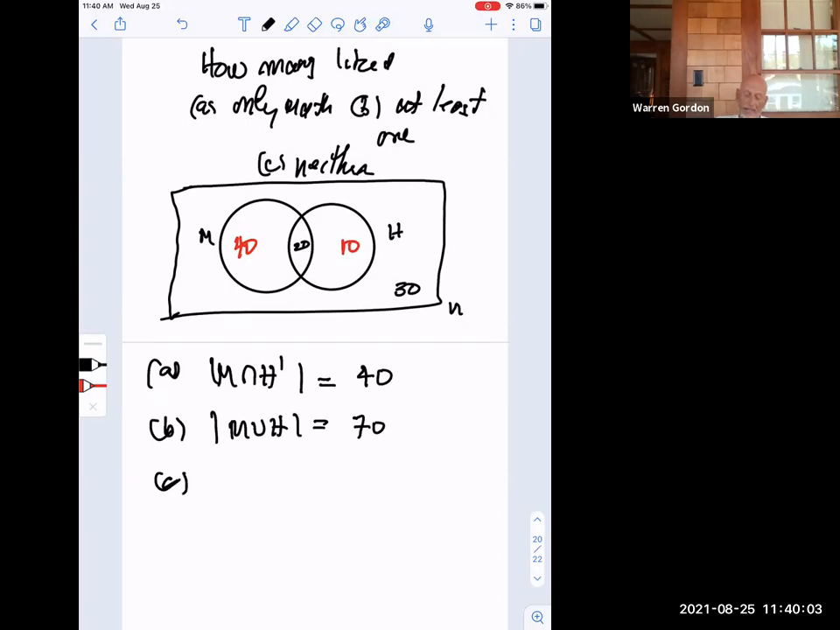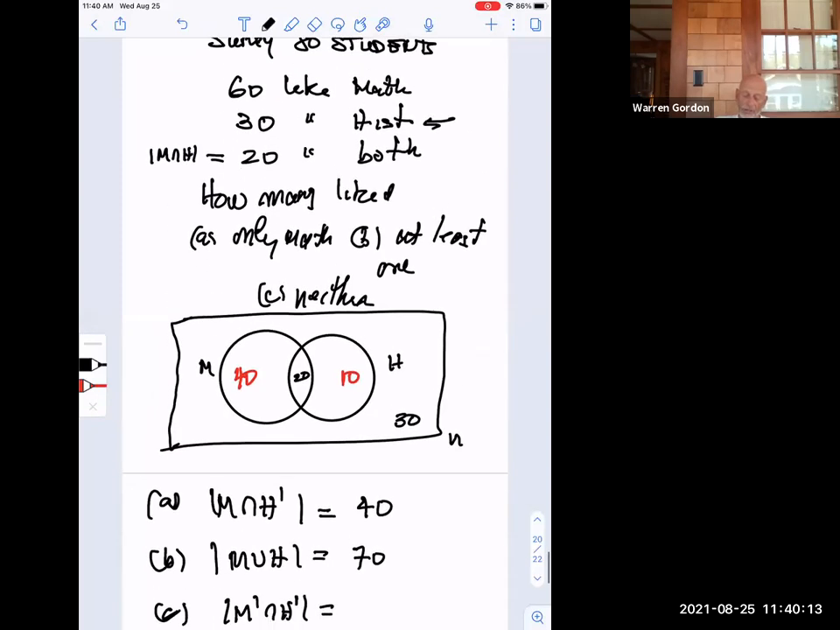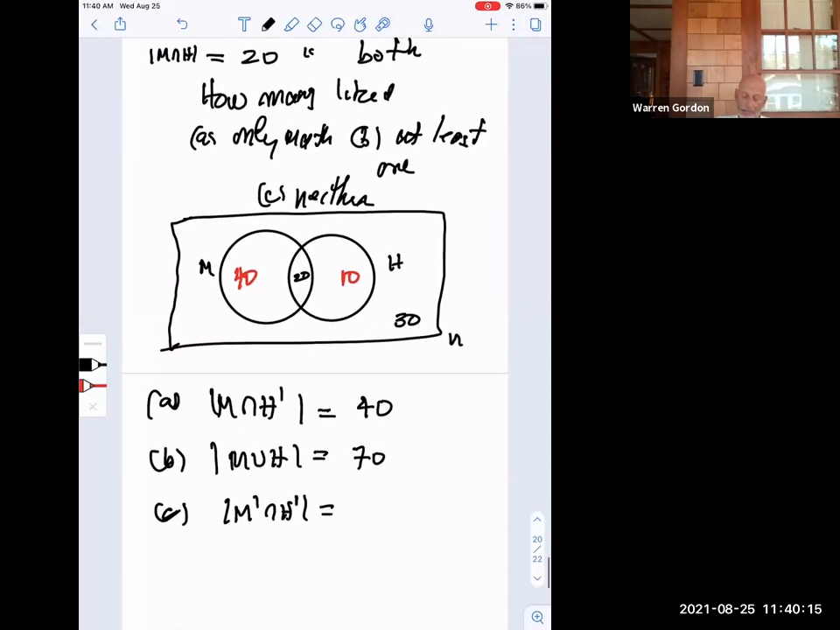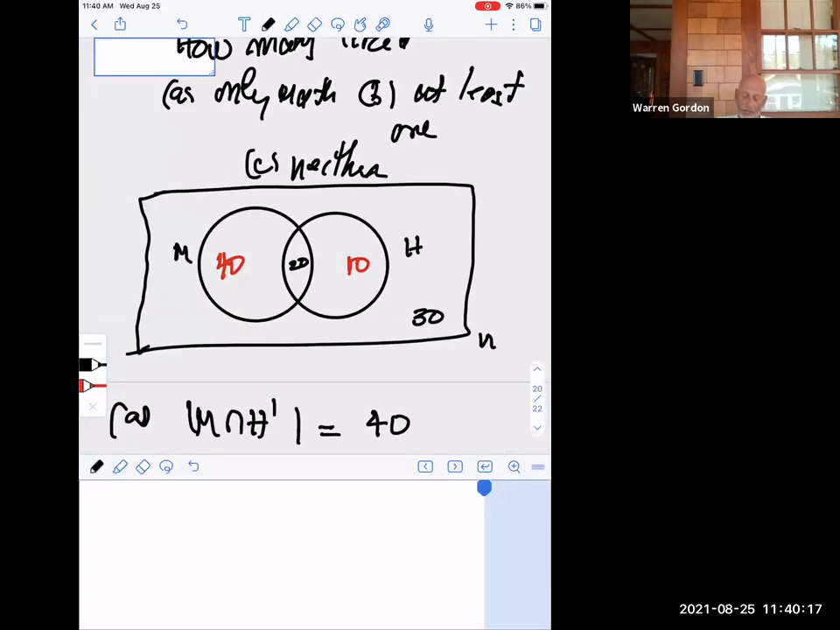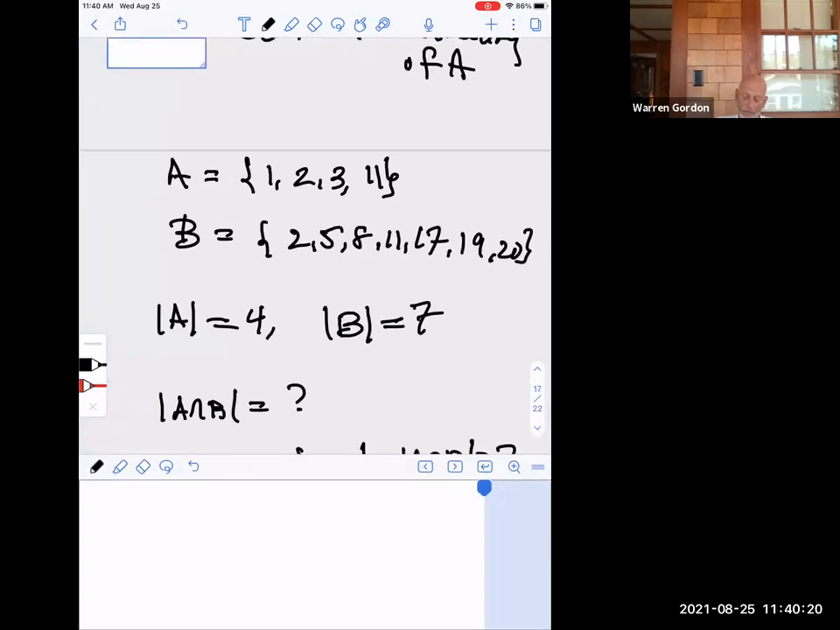And the number that like neither of these courses, they don't like math and they don't like history. That's the complement of the 70 from the 100. I'm sorry, there are 80 students. I made a mistake. There are 80 students. So this number is wrong. Oops.